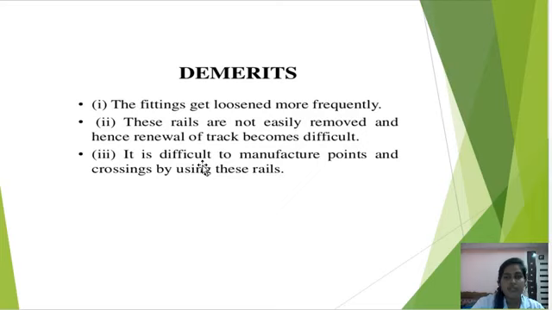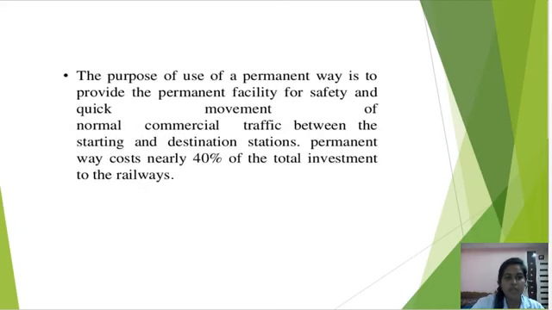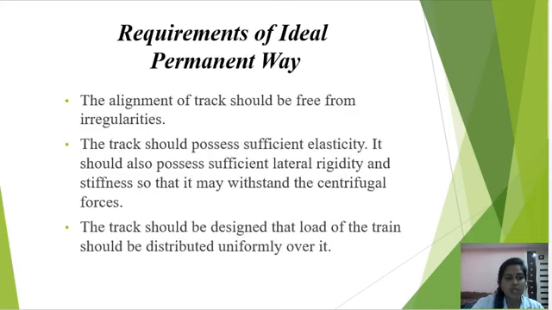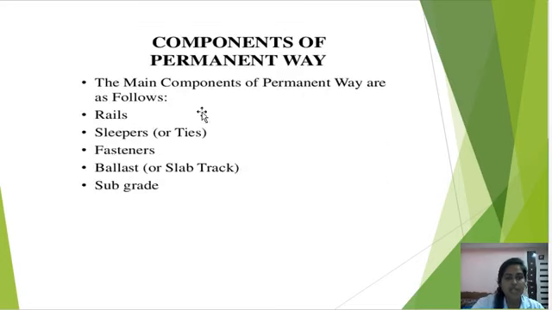So today we have seen the topics. First, what is permanent way? A finished or completed railway track is known as permanent way. Next, we have studied the requirements of permanent way. Next, we have studied the components of permanent way. Among the components of permanent way, today we have studied only the rails. In the next class we will continue with the sleepers, fasteners, ballast and subgrade.